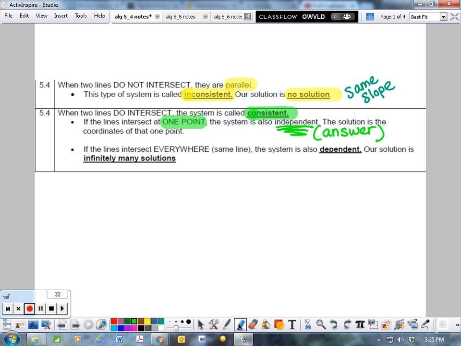But we also have the case where the lines intersect everywhere, which means that they are the same line. Then what we call it is dependent, and when it's dependent, our answer is infinitely many solutions. We've seen equations where, when we solve, we get infinitely many solutions. So this would be consistent, meaning they intersect, and dependent means they intersect everywhere.